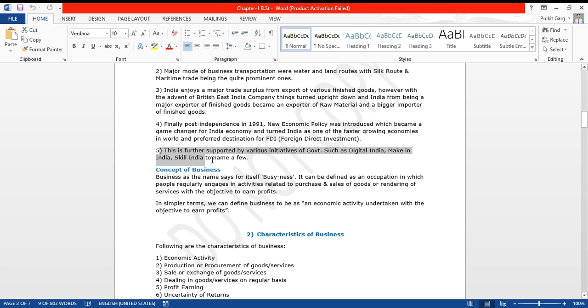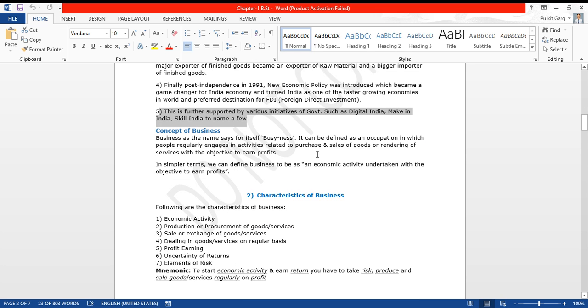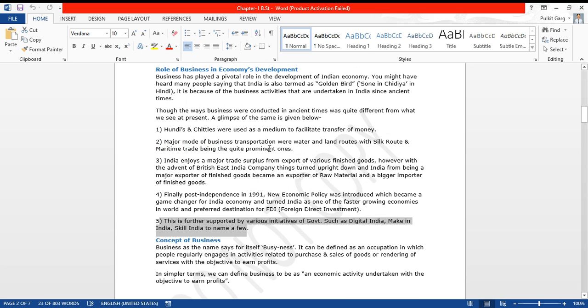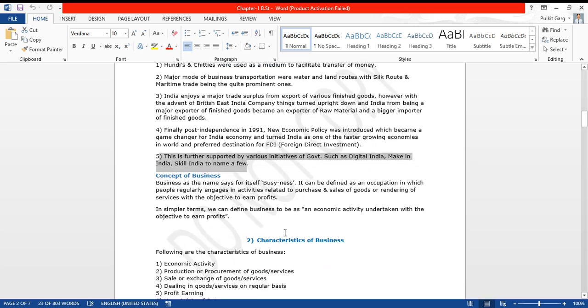Then, till date, the government is running various initiatives such as Digital India, Make in India, and Skill India, just to boost it further. So, this is the overall role of business in the Indian economy. In summary, business is nothing new. It has been carried out since ancient times. Only the way it was conducted in ancient times and the way we see it today is different. And these are certain differences that we have already seen.